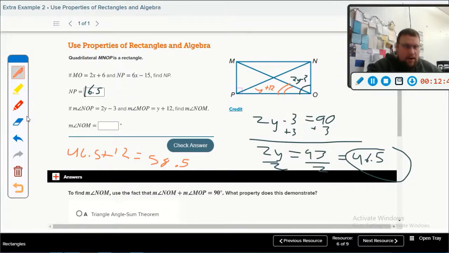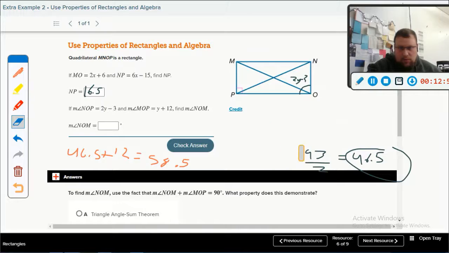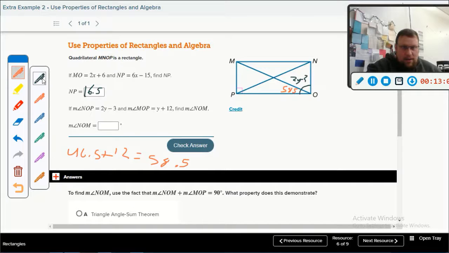All right, well, here's what I'm going to do now. Are you ready for this? I'm going to erase that. I'm going to erase all this. If this is 58.5, what I really want now is just this purple angle right here. It says NOM. So I want just this leftover NOM right there. So how do I get NOM? Well, I'm going to take 90 and subtract 58.5.